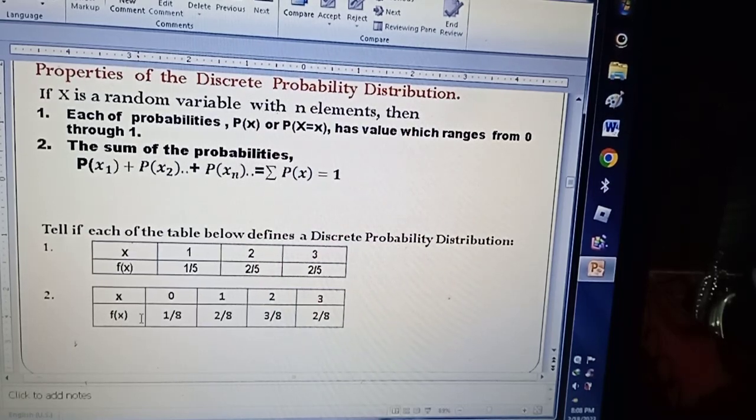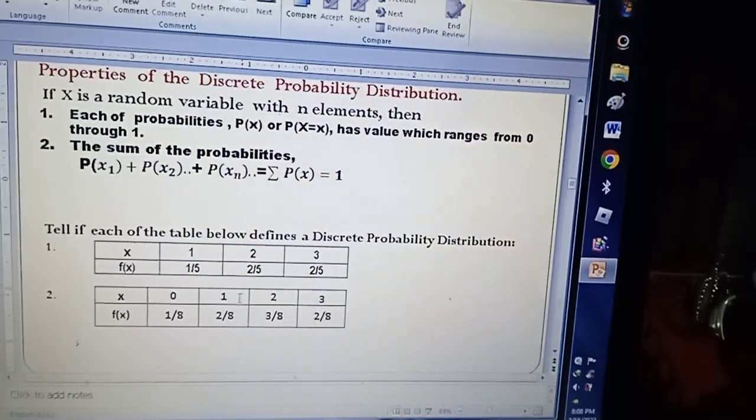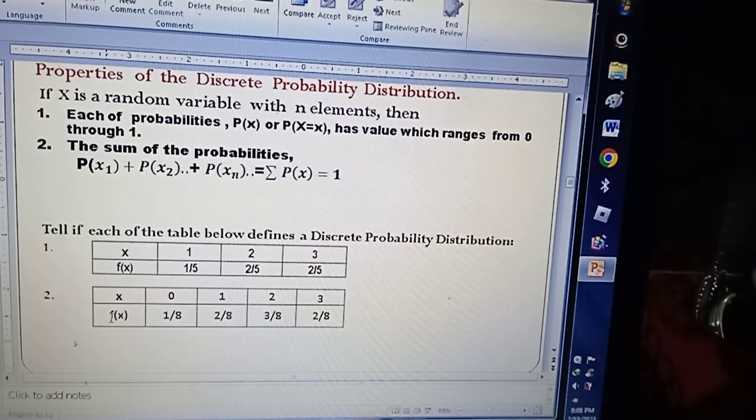For number 2, we have the random variable 0, 1, 2, 3, and the probability of x equals 1/8, 2/8, 3/8, and 2/8. So the probabilities are greater than 0 but less than 1, and the sum of the probabilities is 1: 1/8 plus 2/8 equals 3/8, and 3/8 plus 3/8 equals 6/8, plus 2/8 equals 8/8, and that is equal to 1. And therefore, this number 2 table is a table of the discrete probability distribution.